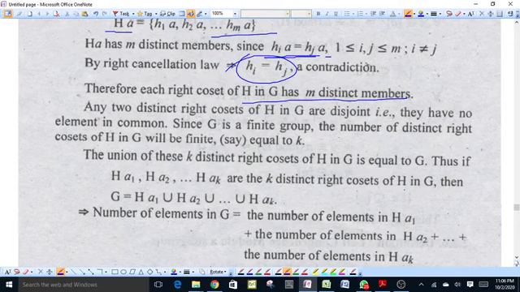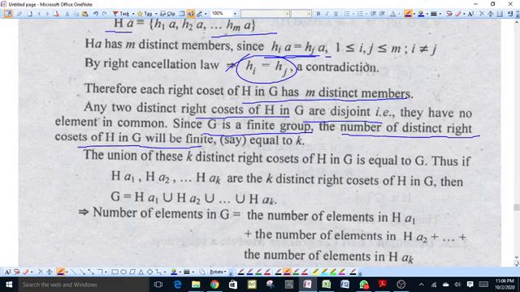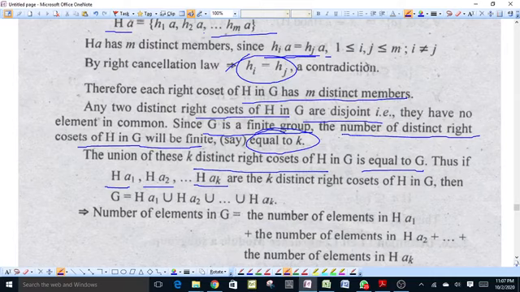Any two distinct right cosets of H in G are disjoint, that is, they have no common element. Because G is a finite group, the number of distinct right cosets of H in G will also be finite. Suppose this is equal to k, and the union of these k distinct right cosets of H in G will be equal to G. That is, Ha1, Ha2, ..., Hak are k distinct right cosets of H in G, then the union of all these right cosets will be equal to G.